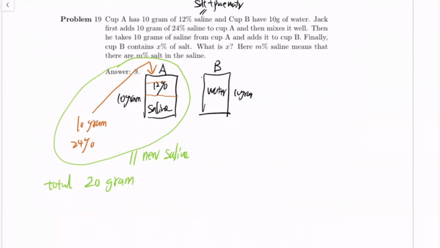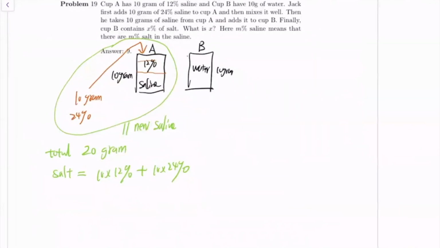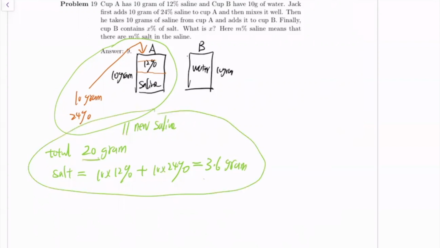And what is the amount of salt? So salt is how much? Okay, so it will be originally 10 times 12%, and then plus the added one, 10 times 24%, right? Okay, so that's what I have. And let's see what we get. This will be 3.6 grams. So this is the salt in the new saline. The total is 20 grams and 3.6 grams of salt, right? Well, what's the percent?